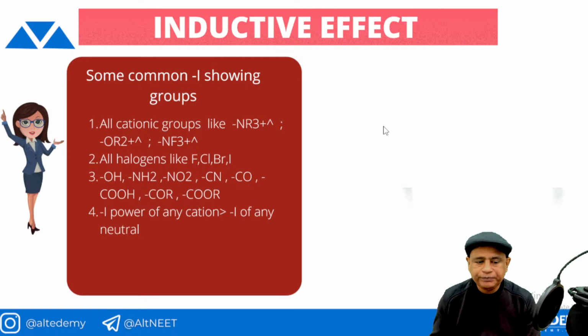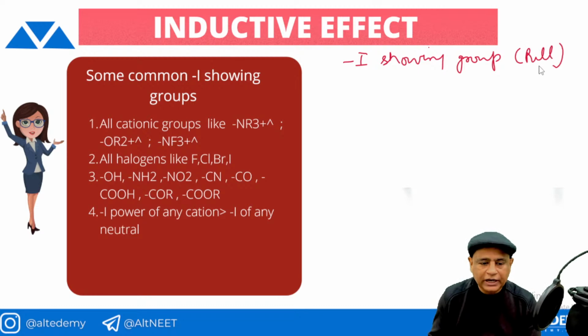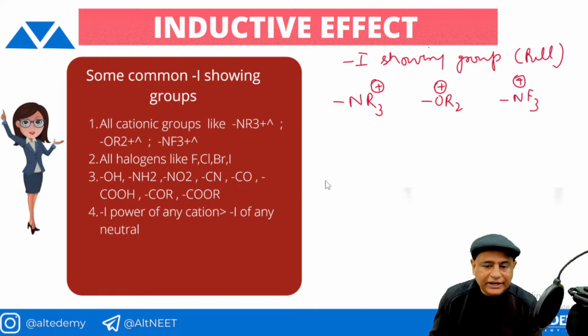Again, coming to our inductive effect, there are some common minus I, negative inductive effect showing groups. By now we have understood we have minus I and plus I groups. Which are the cationic, which are the minus I showing groups? Minus I showing groups, what will they do? They will pull the electrons. The cationic groups NR3 plus, OR2 plus, this plus charge will be on oxygen, NF3 plus, positive charge on nitrogen. Cationic groups are minus I. They will always have a positive charge, so they will be in a position to attract the electrons.